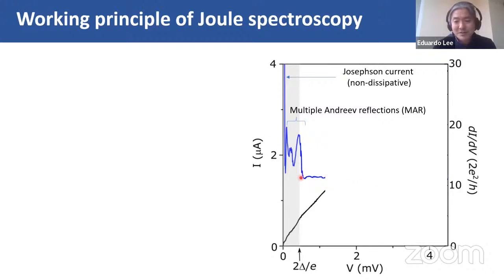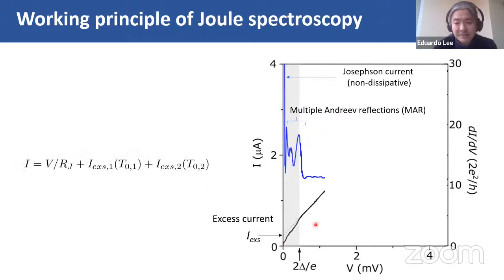Just to finish this description of the low voltage response, apart from Josephson current and multiple Andreev reflections, another thing that we can clearly see is that for voltages above 2 delta, the IV curve becomes linear, with the slope being the normal resistance of the junction. But if we extrapolate this to zero voltage, it doesn't go to zero. This is what is known as excess current, and this results from the Andreev reflections that occur at the nanowire superconducting interfaces. Now, let's see what happens as we increase the voltage.